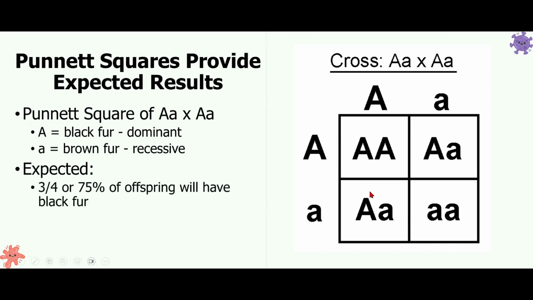So when we look at the offspring, which are in the boxes in the middle, our expected results are going to be that 3/4 of the offspring are going to have black fur. And that is because the capital A, homozygous dominant, is going to have black fur, and our two heterozygous are also going to have black fur. And then the last box is representing 1/4, which will have brown fur. Now, remember, it doesn't necessarily mean you have to have 4 offspring, we're just looking at the ratios. So 75% are going to be black fur, and we expect 25% to have brown fur.